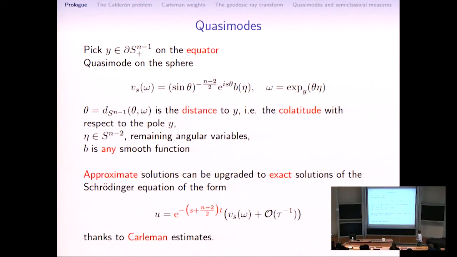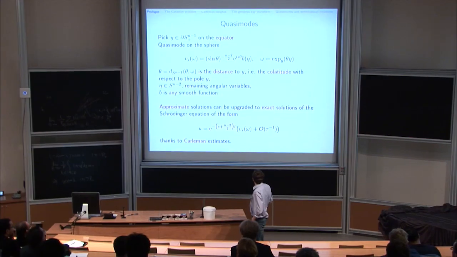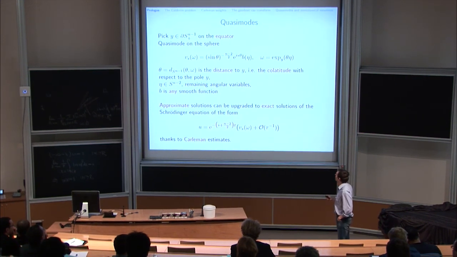Okay, so how do you construct those Quasimodes? Well, you can go back to your hemisphere and there also consider polar coordinates on the sphere. So you can take theta to be the distance to a point which is on the equator. And this will be like the colatitude with respect to this pole y. And then you have this radial variable, which is now theta, and an angular variable eta, which varies now in an n-2 dimensional sphere.